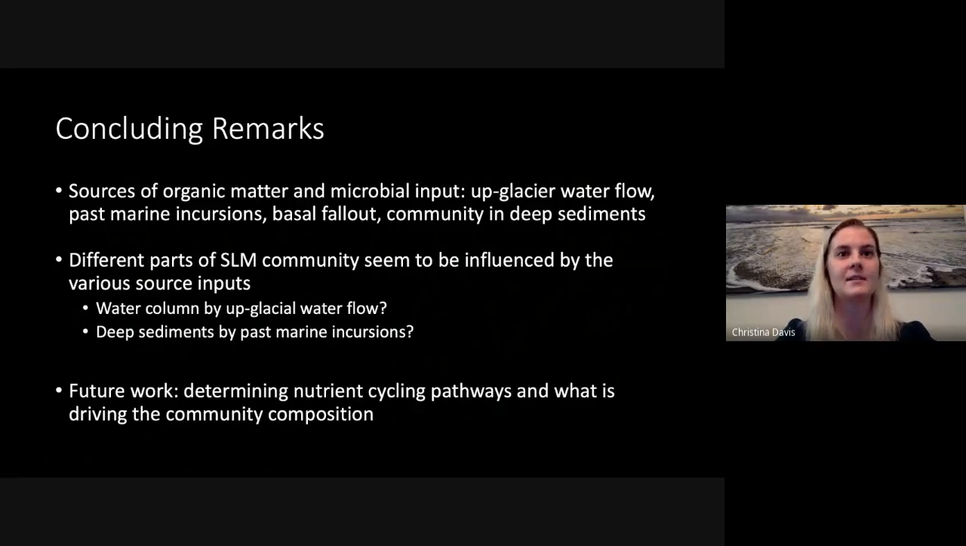And so when we look at these different parts and try to understand what they're influenced by, it seems that the water column may be more influenced by these upglacial water flows, while the deep sediments may be more impacted by a past marine incursion. This is still to be completely answered, but with future work, we're hoping to determine what the nutrient cycle pathways are that are occurring and who are the organisms primarily responsible for it, and also understand what's driving the community composition changes so that we can better understand these subglacial environments.